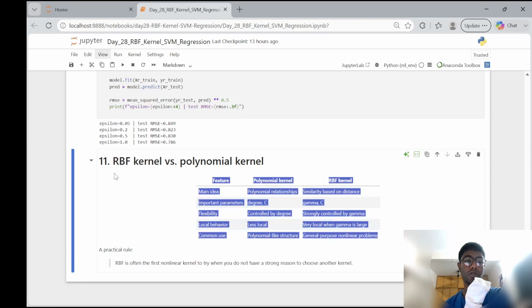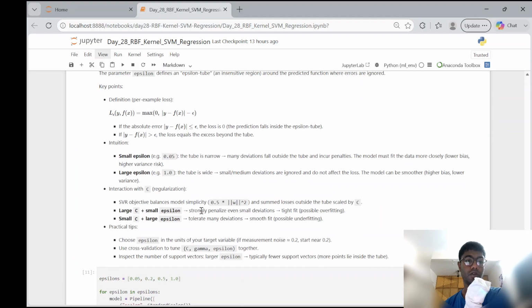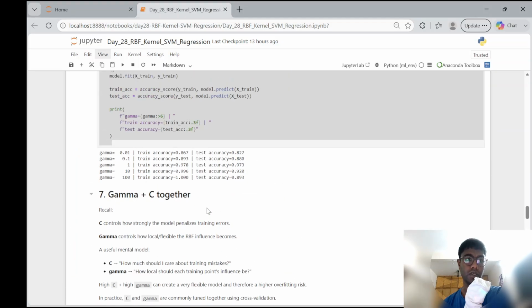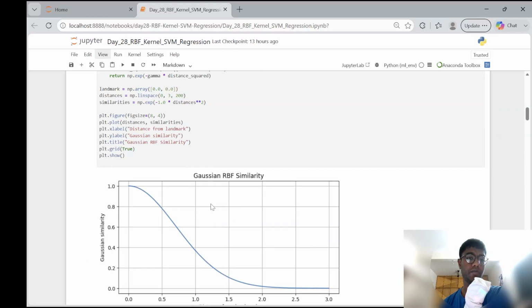Those were a few key points to introduce in this learning with SVM.